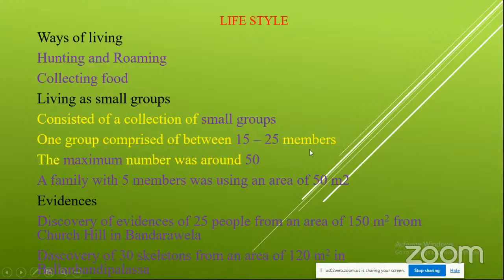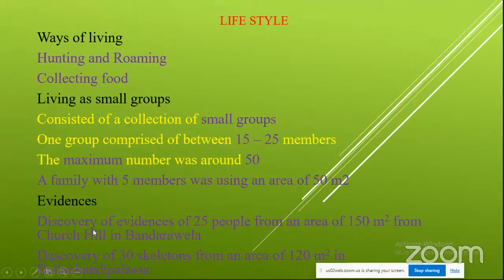The maximum number was 50 in such a group. Normally, a family with 5 members was using an area of 50 square meters. Why were they living as a small group of 15 to 25? Because of the food problem. Men had to go hunting and find animals, and women were collecting food items nearby their cave. That's how they were living.